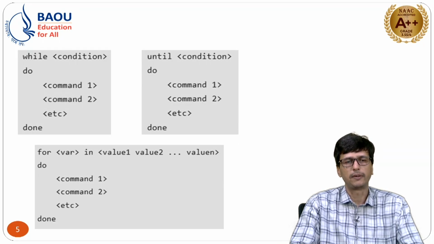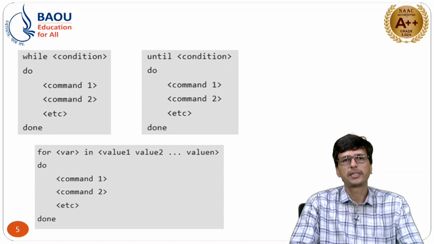If you are using while, then after it comes the condition, which may appear in square brackets. Then the loop starts with do, followed by the multiple statements that you want to execute if the condition is satisfied, and it ends with done. The same way with until: do and done. And the same way for for: whatever variable you want to check, you have to write that variable, and then after that in and multiple values, then do and done. So this is the basic syntax that you must follow, right?